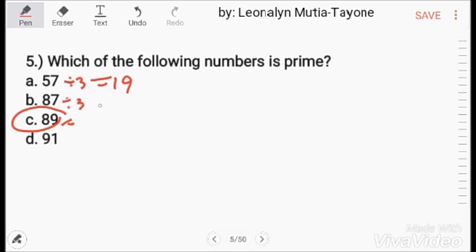Ito pwede rin ma-divide ng 3, and this is 29. Ito naman pwede ma-divide ng 7, and it's 13. Hindi lang siya ma-divide ng the number itself, kundi mayroon pa siyang 7. Ito mayroon pa. So the answer is letter C.